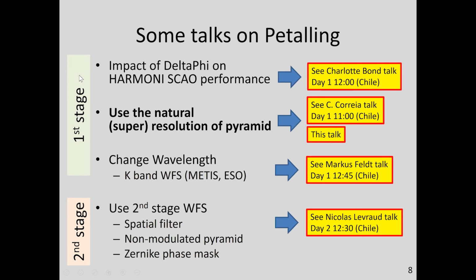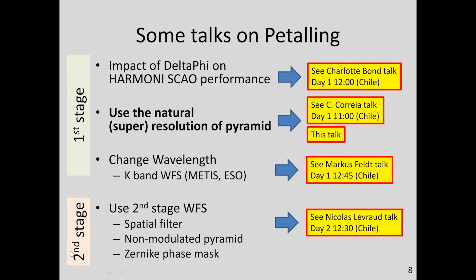There is another way, still using what we call the first stage solution. That would mean using the first stage AO wavefront sensor to measure this mode and to bring some correction. It is to change the wavelengths. I just showed, Markus Feldt, go to K-band wavefront sensing, and then you get some natural coherence of the wavefront between each part of the spider, and your wavefront sensor becomes sensitive to this mode, at least more sensitive.